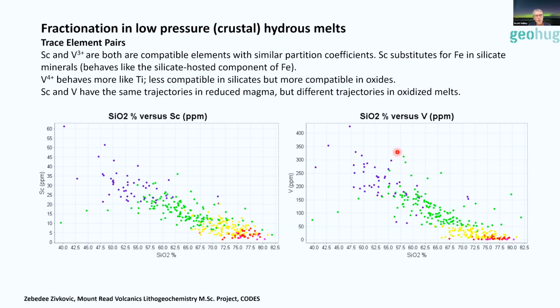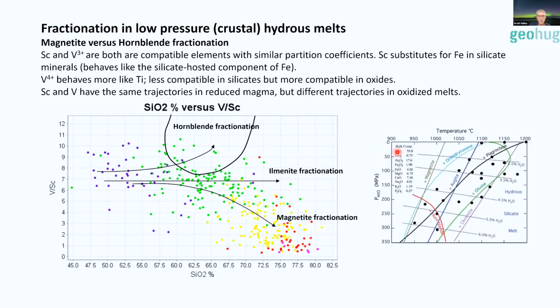But vanadium 4+ is less compatible in silicates, but more compatible in oxides. So once we have a slightly more oxidized melt, vanadium and scandium behave differently. So I can plot a ratio. Here's a ratio of vanadium over scandium plotted against the silica content. And this is a really typical pattern for mid-crustal melts.